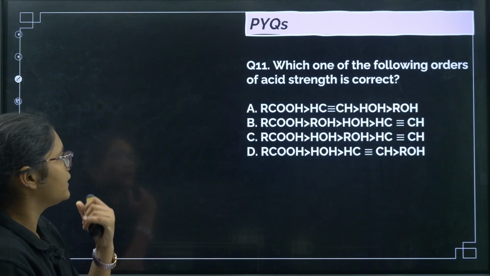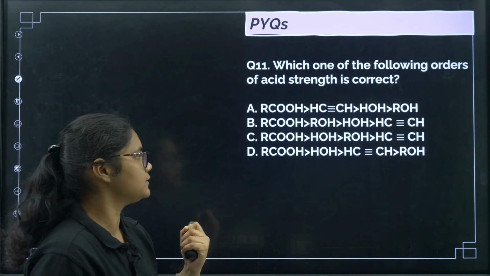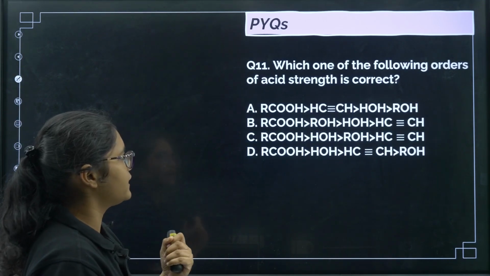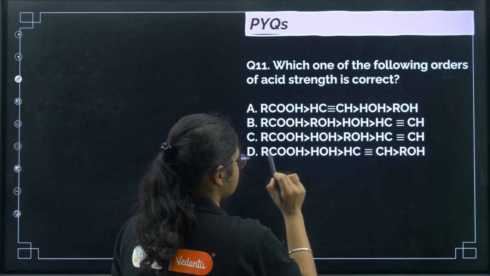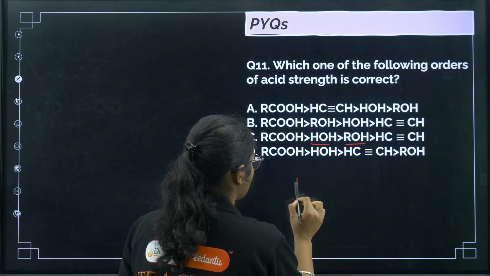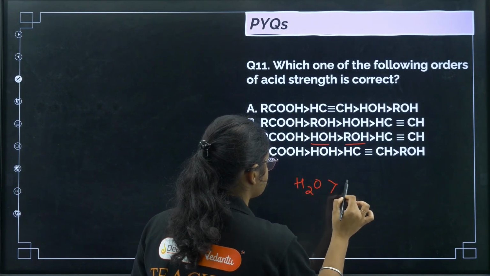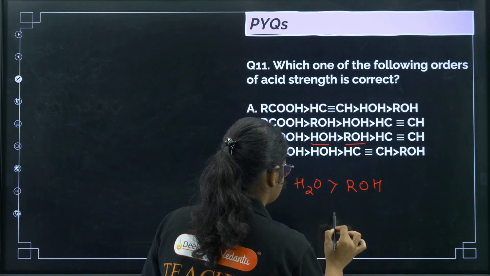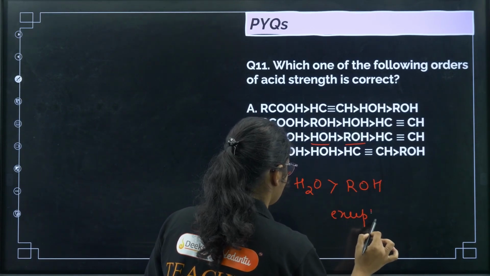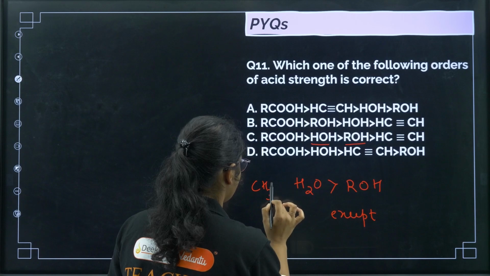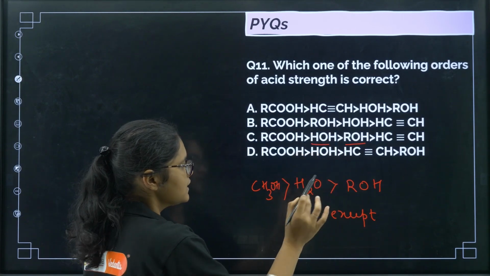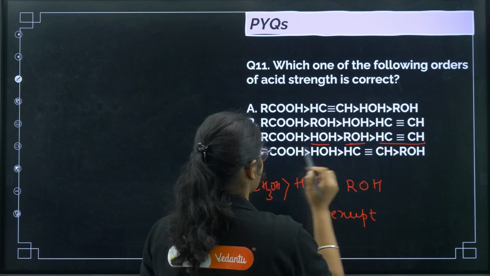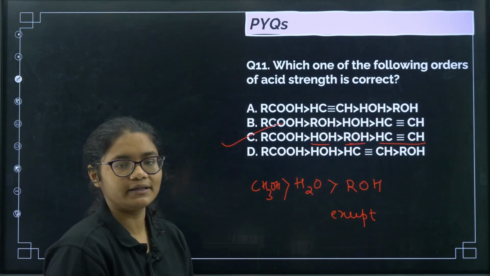Next, we will go to some acid questions now. Which one of the following is the correct order of acidic strength? First of all we have carboxylic acid, water and alcohol. You have remembered that water is more acidic than alcohol, except methanol. But here it is talking in general, about all the alcohols. So water will be more acidic, and then ethanol. So the correct answer is option C here.